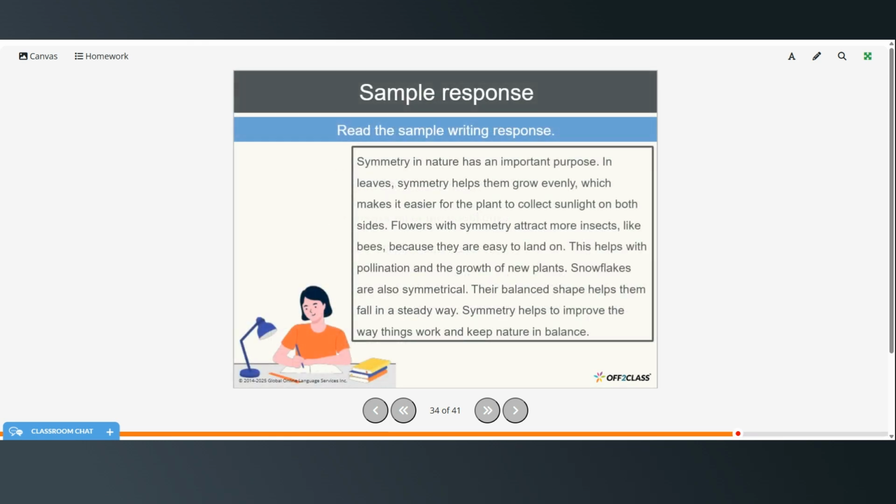Symmetry in nature has an important purpose. In leaves, symmetry helps them grow evenly, which makes it easier for the plant to collect sunlight on both sides. Flowers with symmetry attract more insects like bees because they are easy to land on. This helps with pollination and the growth of new plants. Snowflakes are also symmetrical. Their balanced shape helps them fall in a steady way. Symmetry helps to improve the way things work and keep nature in balance.